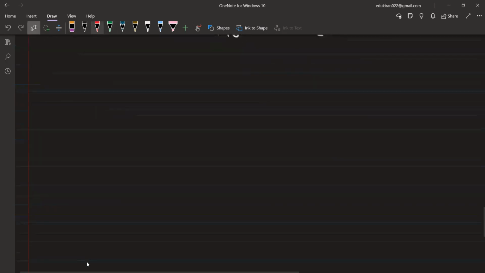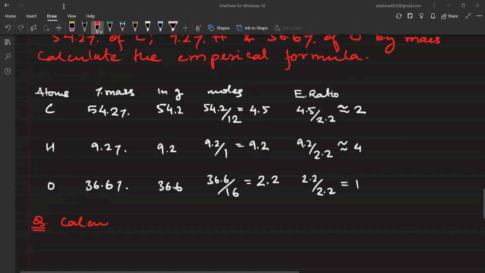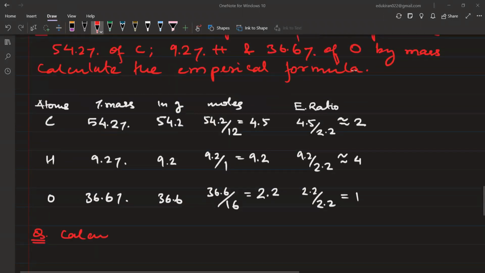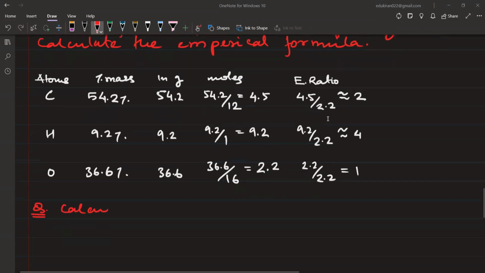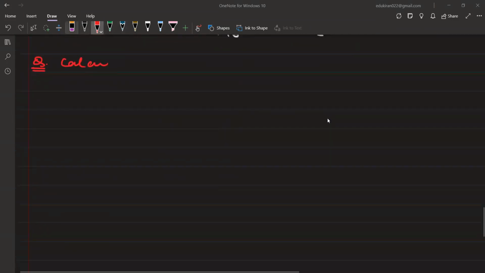Let us see. Right, next question. Sir, it will not be possible, it will be C2H4. Empirical formula, right? Okay. Empirical formula, we are not doing molecular formula right now.